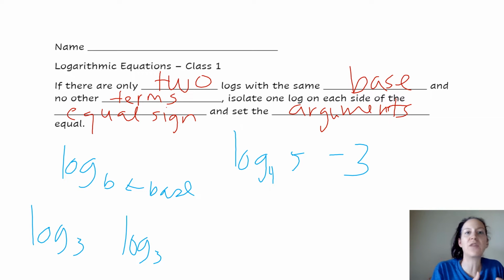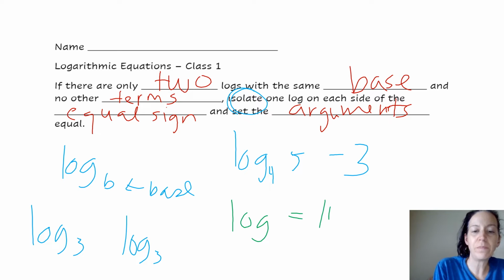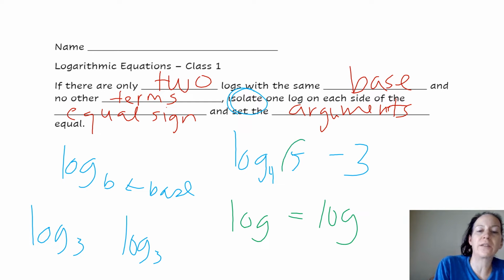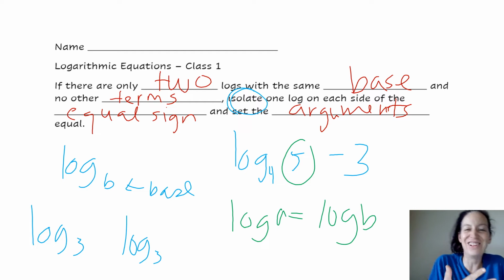That means we can't have anything that's added or subtracted. We can't have other things. Then what we do is we isolate one log on each side of the equal sign. So it's going to look like this. You're going to have a log on one side and a log on the other side, and set the arguments equal. The argument is whatever you're taking the log of. In that example right there, the argument is 5. So if you have log A equals log B, when we talk about setting the arguments equal, what we mean is that A is equal to B.